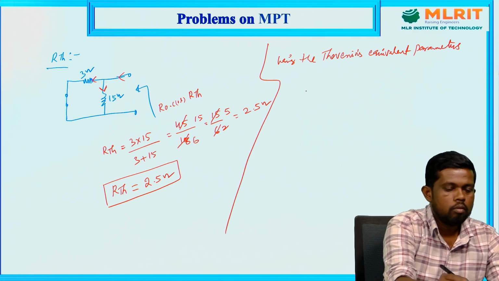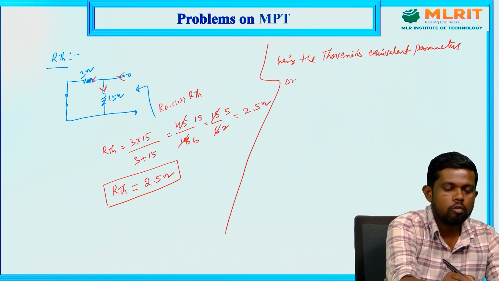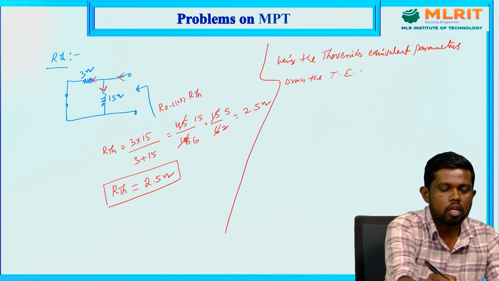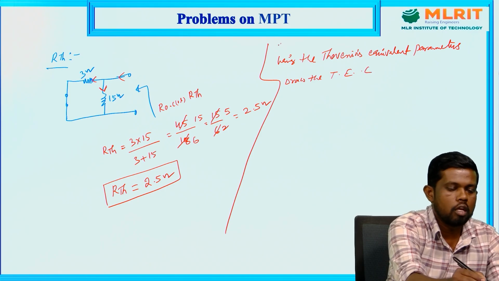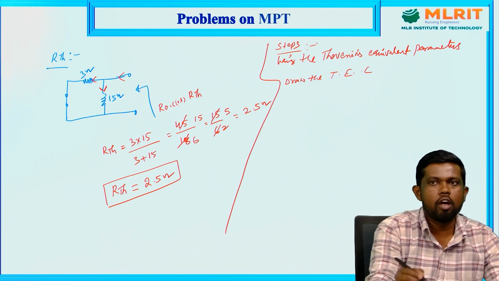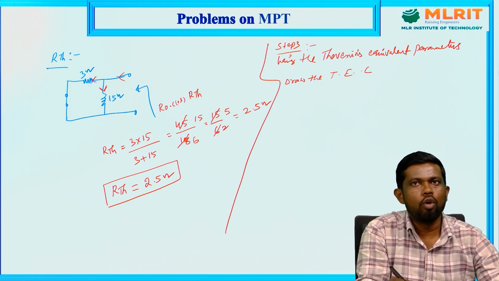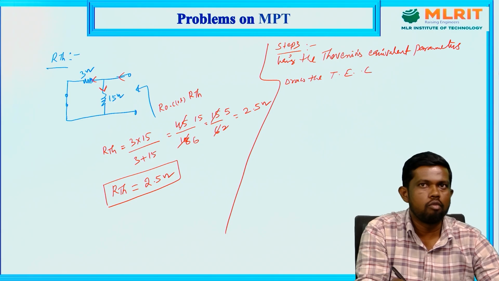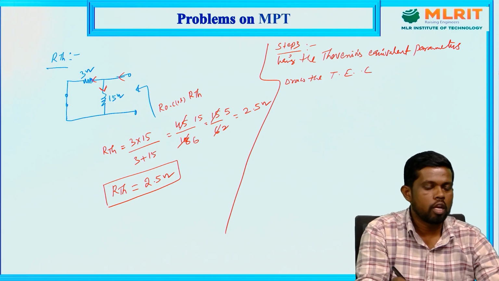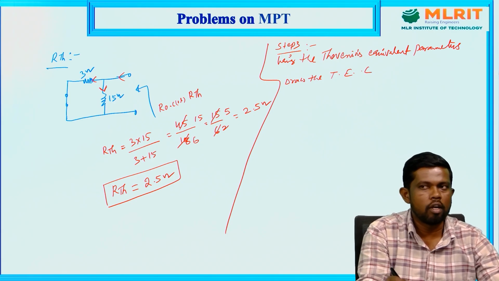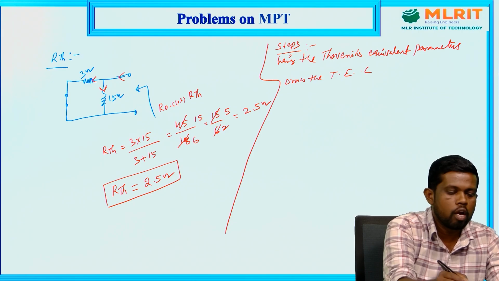we need to draw the Thevenin's equivalent circuit diagram. That is step number 3 in Thevenin's theorem. To find the required parameters, that is the power dissipated by the load element, the voltage across the load element, and the current flowing through the load element, we require the Thevenin's equivalent circuit based on the Thevenin's equivalent parameters.